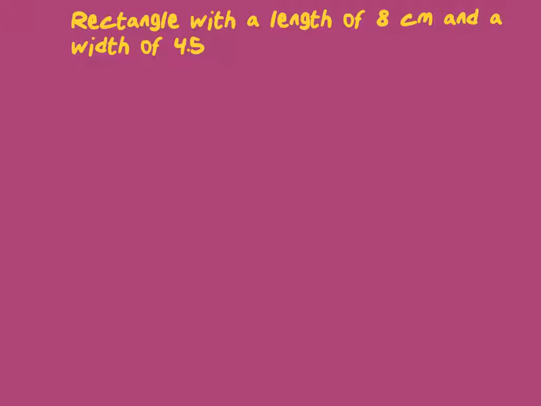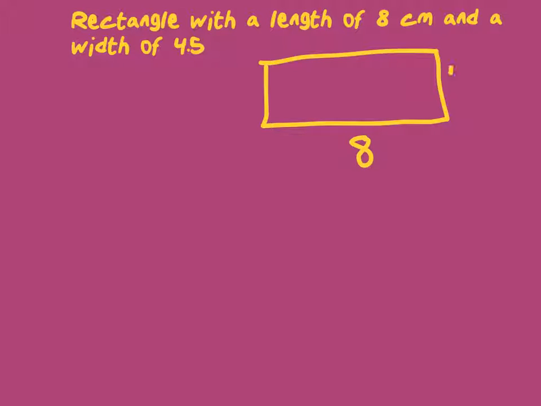Our third figure is a rectangle, and in the rectangle, our length is 8 centimeters, and our width is 4.5. To find the perimeter, we can do 2 times the length, which would be 16, and 2 times the width, which would be 9. And that would give us 16 plus 9 is going to be 25 centimeters.